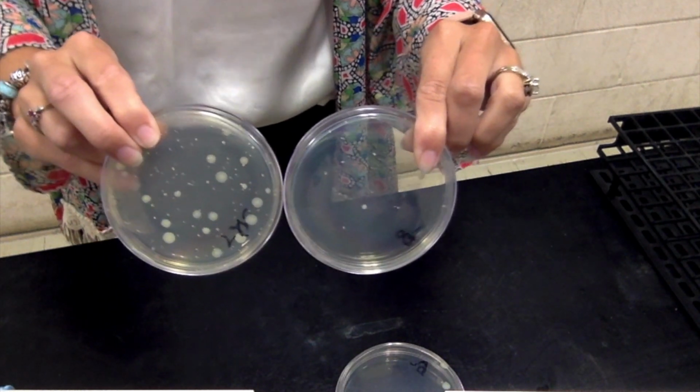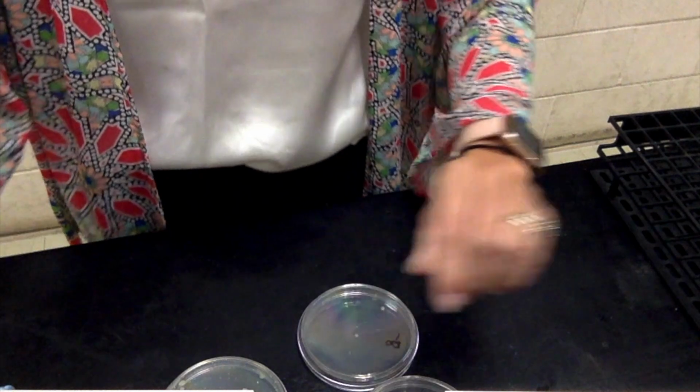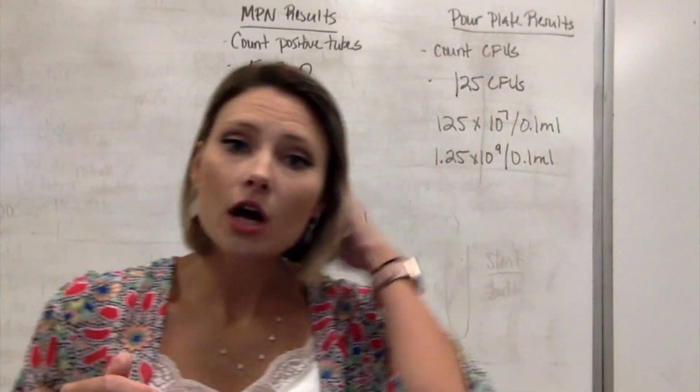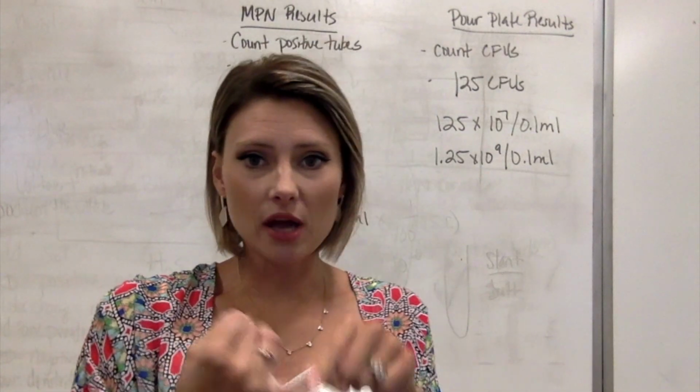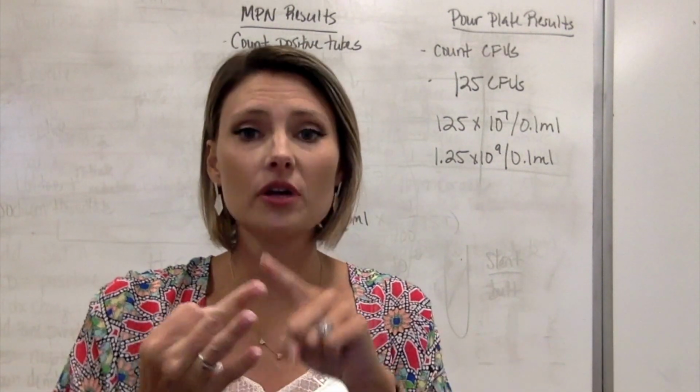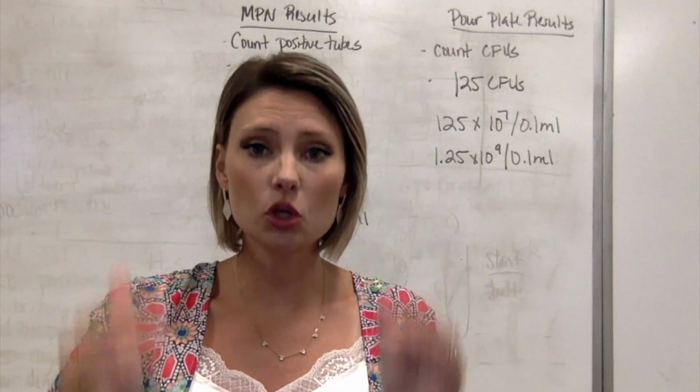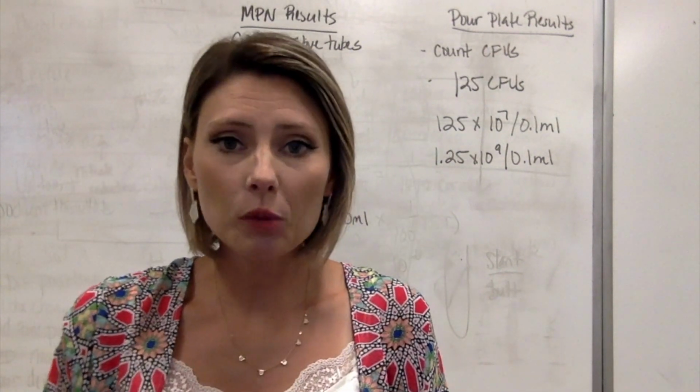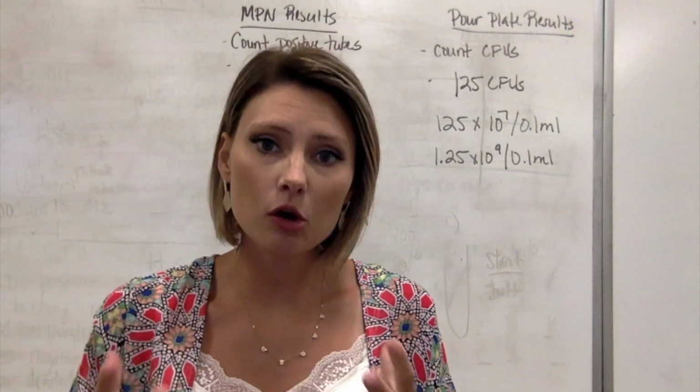Now, normally you would have multiple pour plates. So you would have a pour plate for the 10 to the negative 2 dilution. You would have a pour plate for a negative 3, a negative 4, a negative 5, a negative 6, and you would go all the way. Because for a pour plate, we have to have what is called our countable plate.